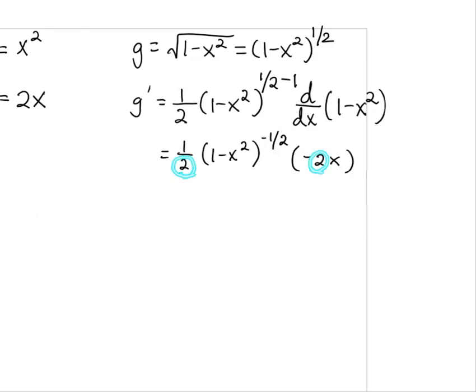These 2's can cancel. It leaves us with negative x. This 1 isn't going to change anything. And all of this here has a negative exponent, so I'm going to put it in the denominator. And the exponent is a 1/2, and so I'm going to put it under the square root.